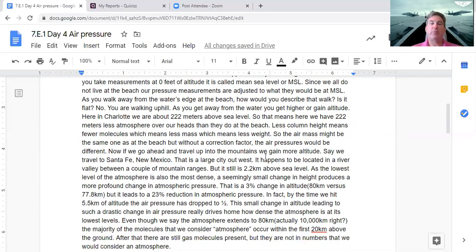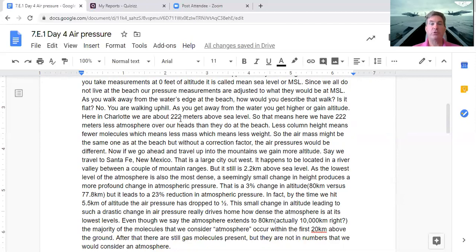Now, if we travel up in the mountains, we gain more altitude. Say we travel to Santa Fe, New Mexico. It's a very large city out west. It happens to be located in a river valley between a couple of mountains, but it is still 2.2 kilometers above sea level. That's pretty far, 2,200 meters.